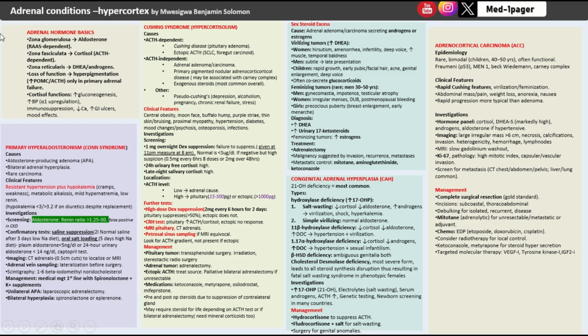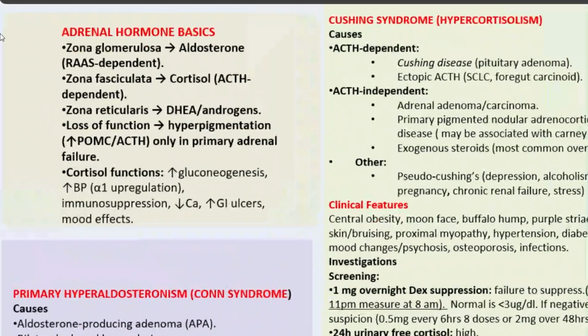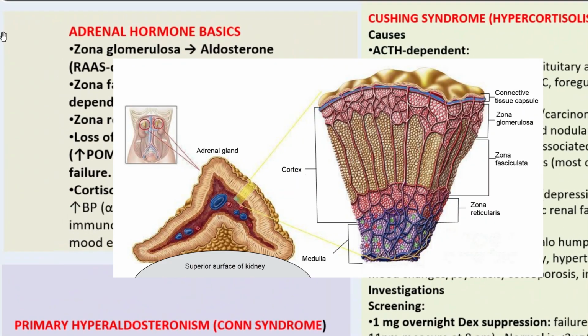So just to remind you a little bit about the basics of the adrenal gland and adrenal hormones, we have the zones of the adrenal cortex. That's the zona glomerulosa, fasciculata, and reticularis. The zona glomerulosa mainly produces aldosterone, and aldosterone is going to depend on the renin-angiotensin aldosterone system. Then we have the zona fasciculata, the one that produces cortisol, or the glucocorticoids, and that one is ACTH dependent. We have the zona reticularis that produces the dihydroepiandrosterone and the androgens.